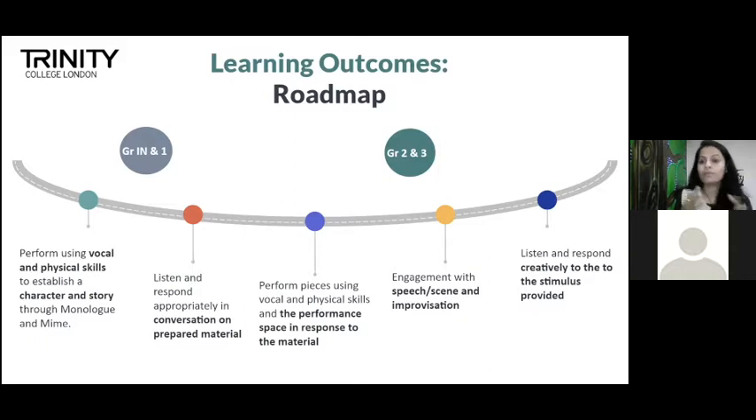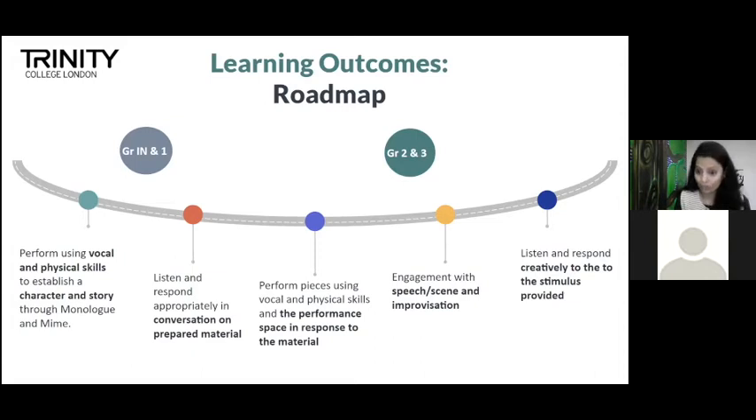When you come to grade 2 and grade 3, you are expected to interact with the space that you are provided with and the material. Do you have another character? What is your connection with the character? What has the other character said? How do you react to it? Is the material quite obvious, or does it have more meaning and layers to it?